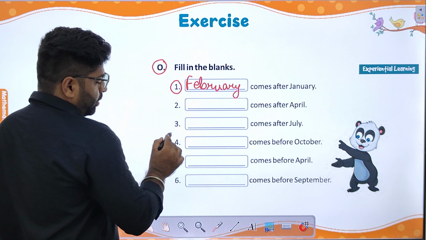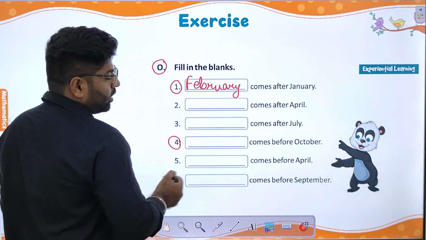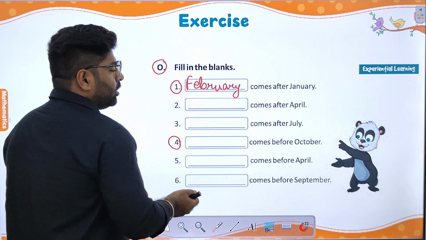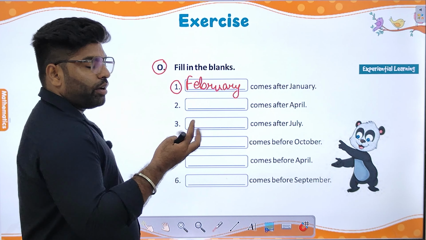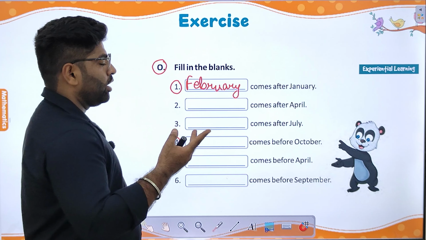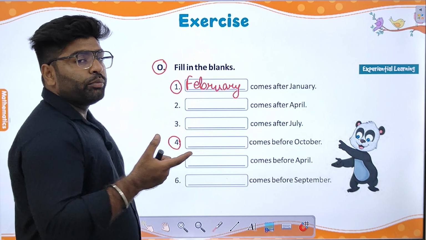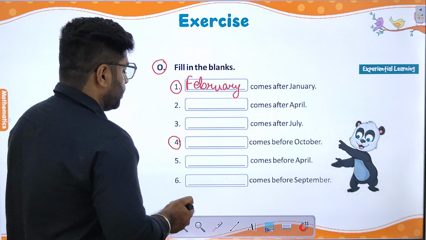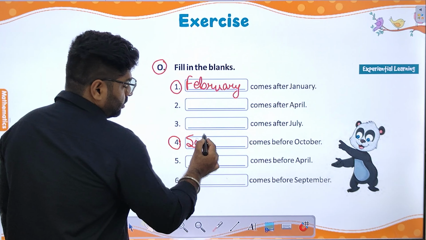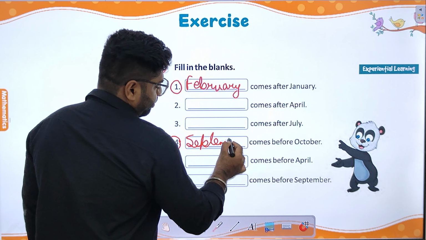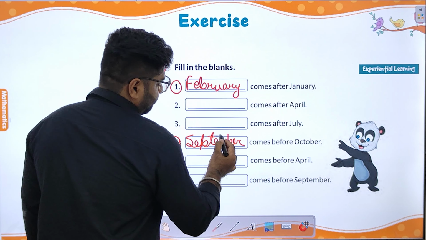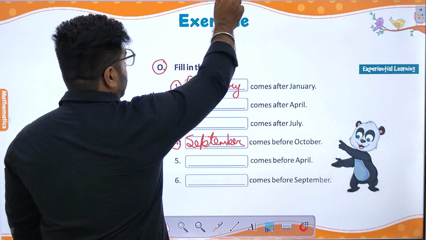After that, we will pick one more part, the fourth part. Dash comes before October. January, February, March, April, May, June, July, August, September, October. So here we have to write the one before. So before October, we are having September. Clear? Okay.